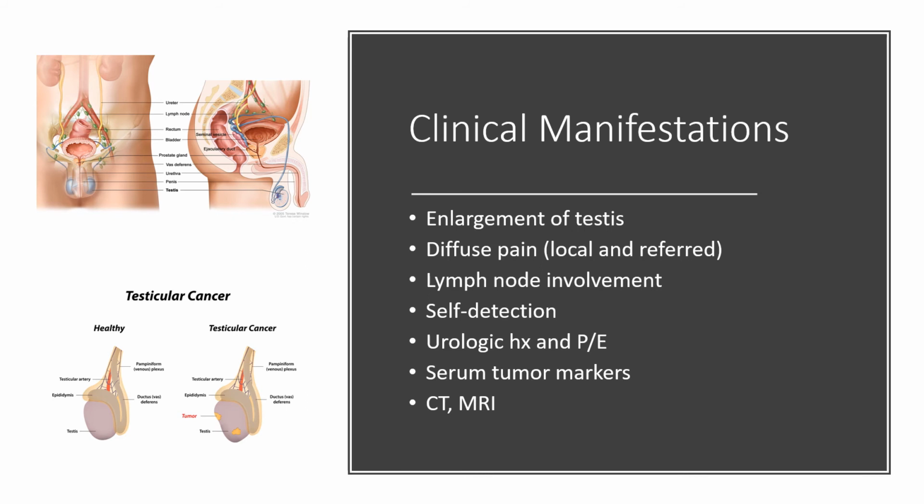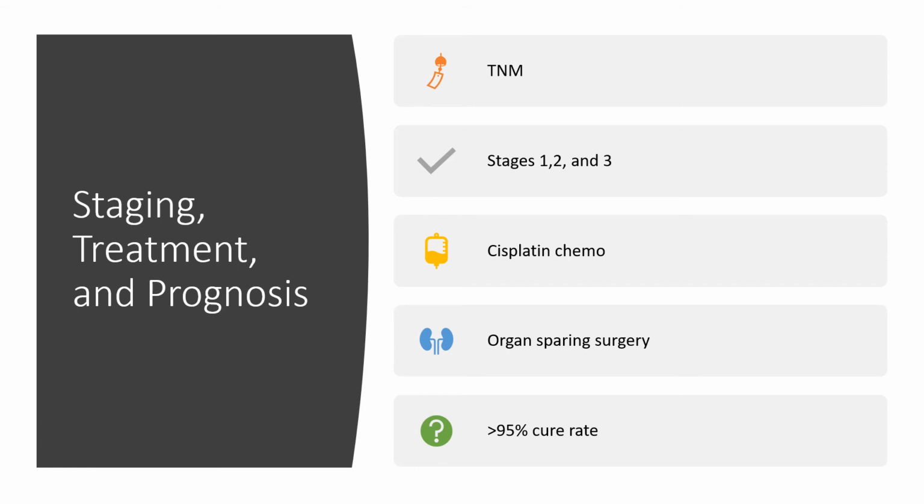There also may be some of the tumor markers elevated that we've seen earlier. So the elevation of alpha-fetoprotein that we saw in other pathologies, the elevation of human chorionic gonadotropin hormone, or HCG, and also the elevation of lactate dehydrogenase. So the staging and grading is based on the TNM system and stages 1, 2, and 3.